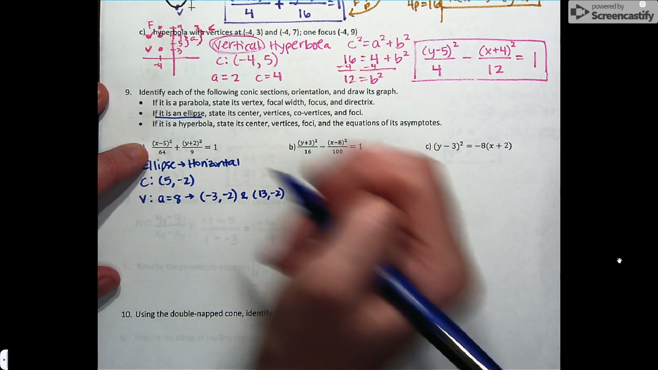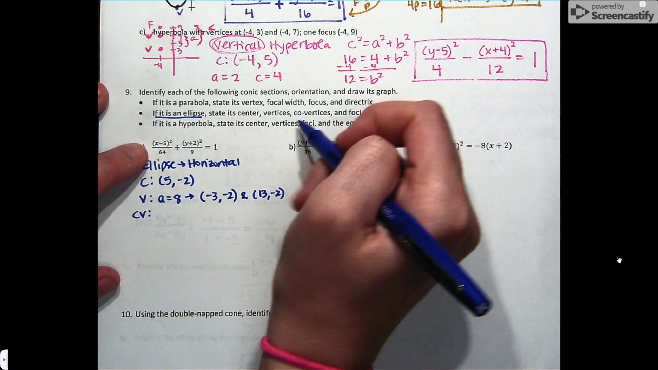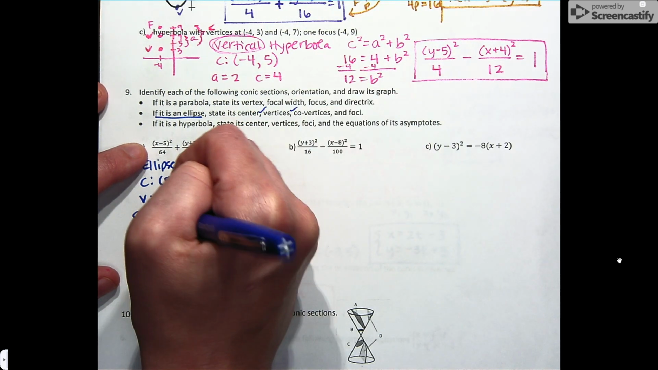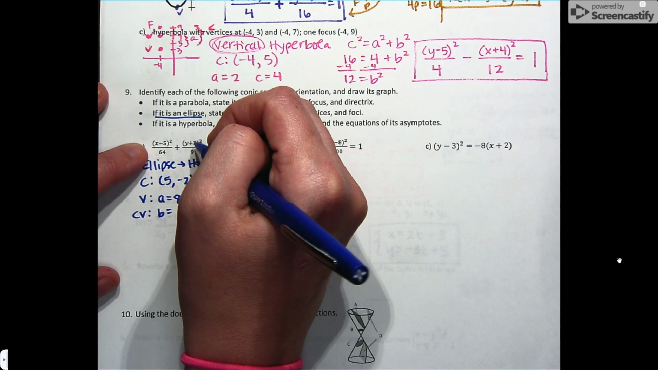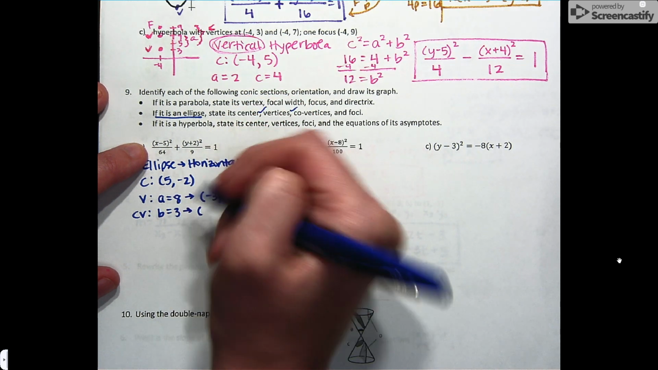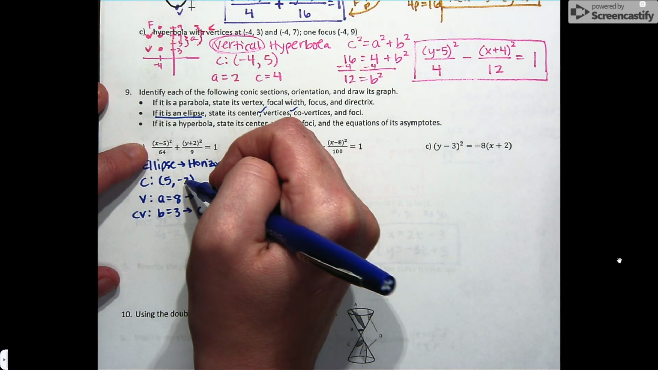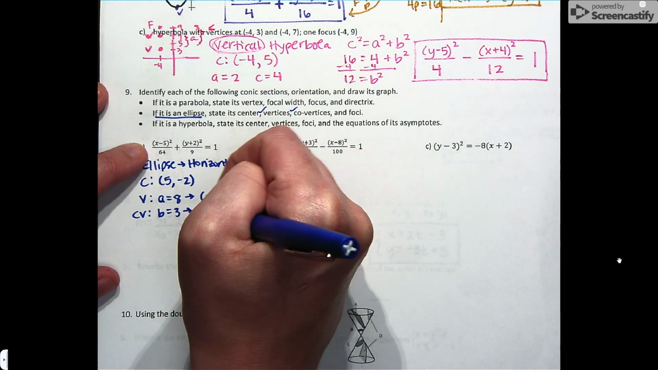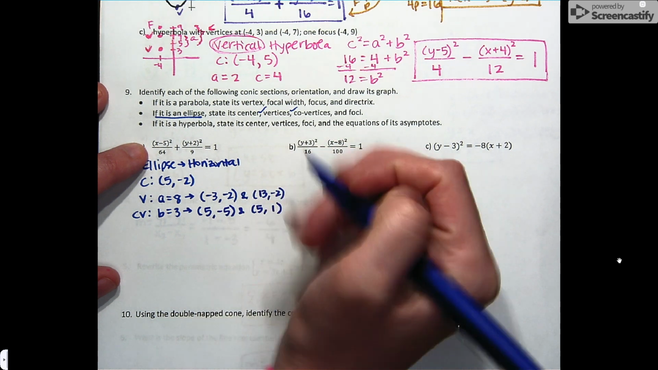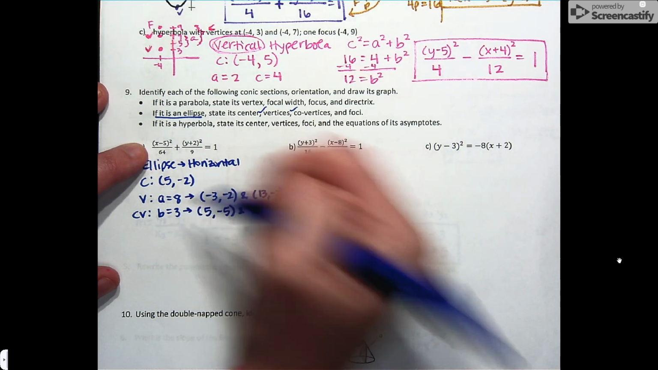Okay. My co-vertices, that's the next thing. So I have my center, my vertices, my co-vertices rely on the b value, which is the square root of the number underneath the other variable, which in this case is 3. And I'm going to add and subtract that 3 to the y coordinate of my center. So I have 5, comma, -5, and 5, comma, 1. So I subtracted 3 and then added 3.